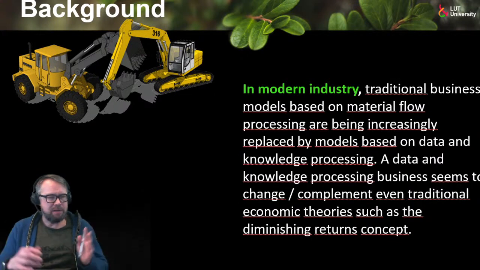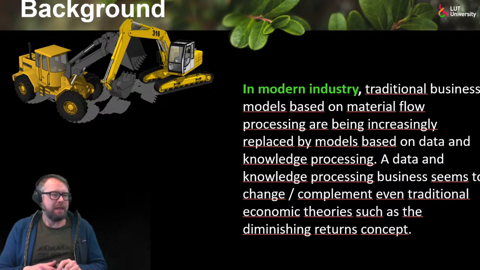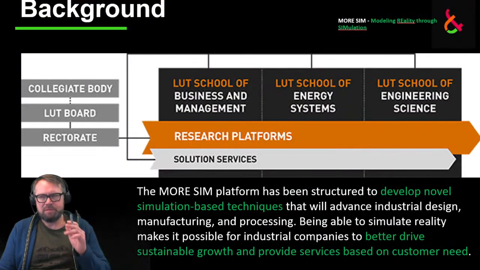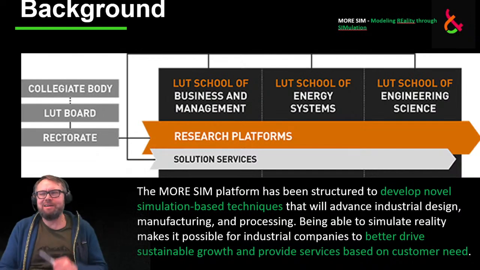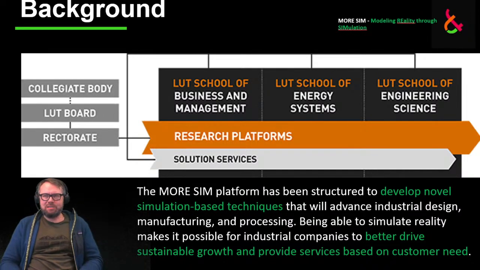And that's something that I feel is an important observation. Now, how are we tackling that at LUT University? At LUT University, we're tackling that by having a matrix organization, kind of like what you can see in industry. In this matrix organization, we have three schools: LUT School of Business and Management, LUT School of Energy Systems, and LUT School of Engineering Science.